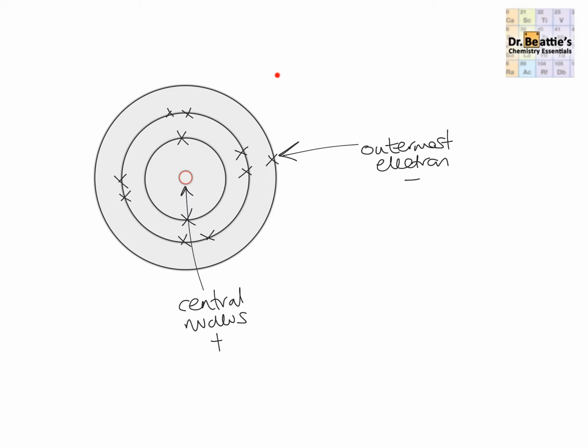What you can see here is a Bohr model of the atom, with each of these representing an energy shell. The first one being n equals 1, second n equals 2, and the third one in this case n equals 3. As stated before, the atomic radius is the distance between the central nucleus and the outermost electron, and so therefore the outermost energy shell.